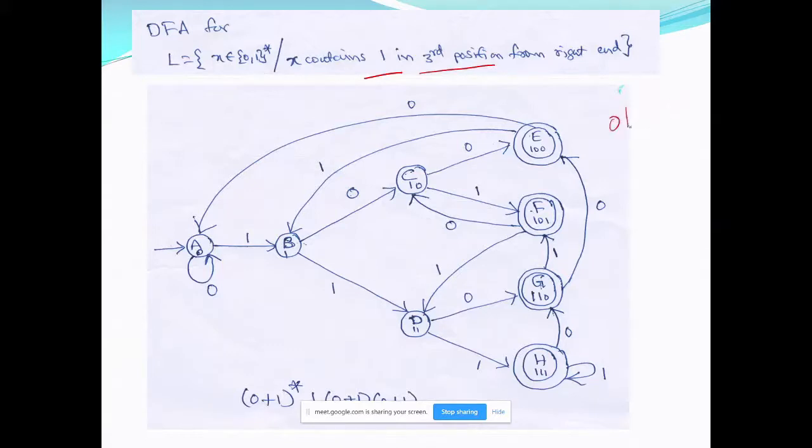Suppose for example I take 0 1 0 0. This is the third position from right end. So this string belongs to this language L. If I go for 1 0 0 1, now from right end, third position is 0. So this does not belong to the language L, right? So if you look at this, this is a bigger DFA and bigger language.